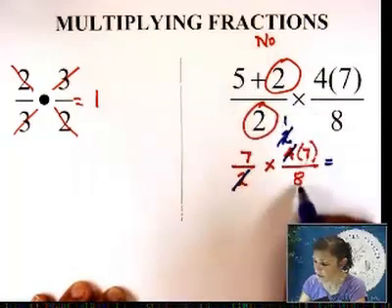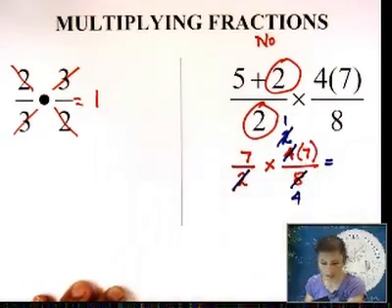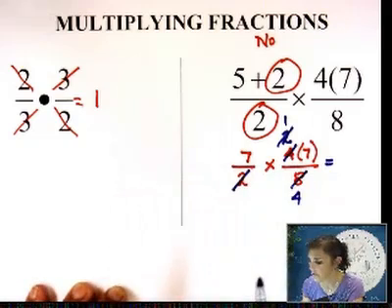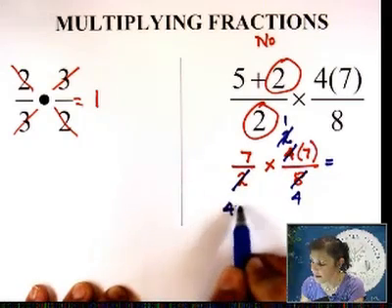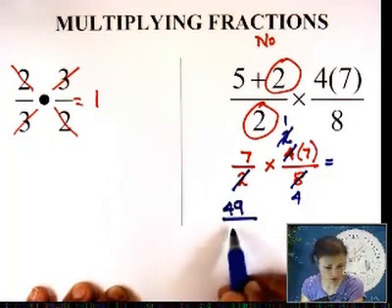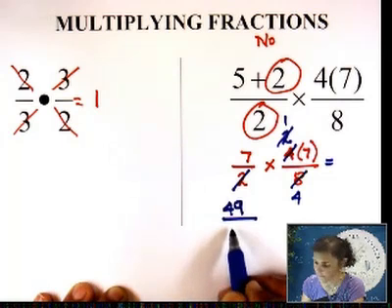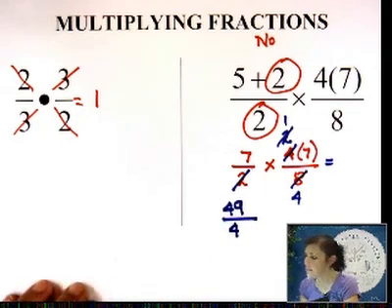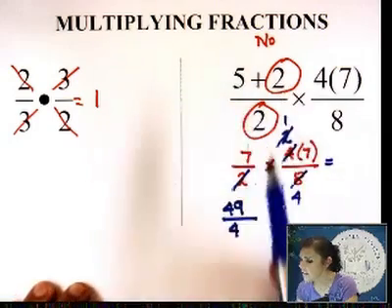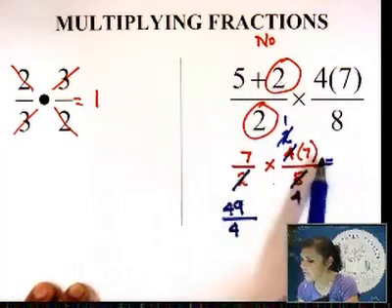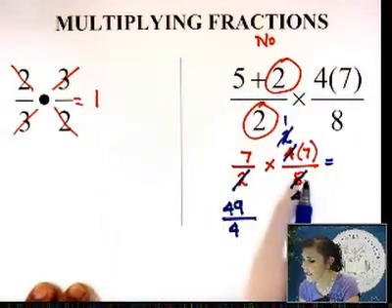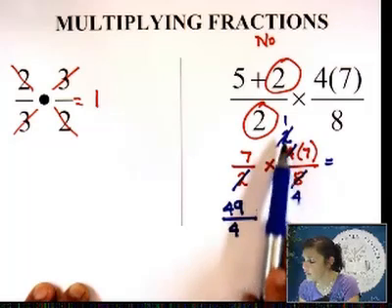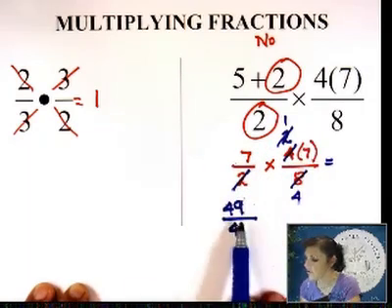You don't have to do it this way. And guess what I have? 7 times 7, which is 49. And I have just 4 at the bottom. Does it make sense? All right, let's see what I did here. I cannot cross these out. 7, 4, 7. Let me check. 2, 8. 4, 2, 2, 2, 4, 7, 49 over 4.